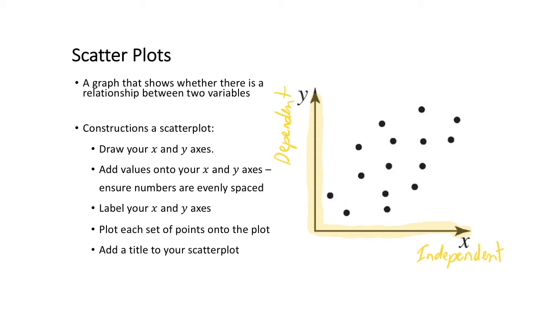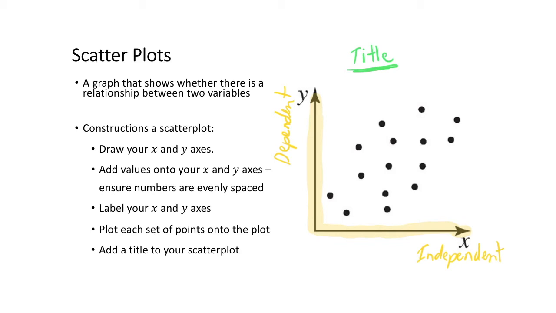Once you've set up the x and y axes, you want to go ahead and plot the points. So plot the x and y point and put a dot where they intersect in the scatter plot. Once you have added all your dots or your points from your data onto the scatter plot, the last thing you need to do is to put a title. It is important that you remember to put a title in to let the reader know what the graph is about. So once you have completed all of those steps, your scatter plot will be finished.